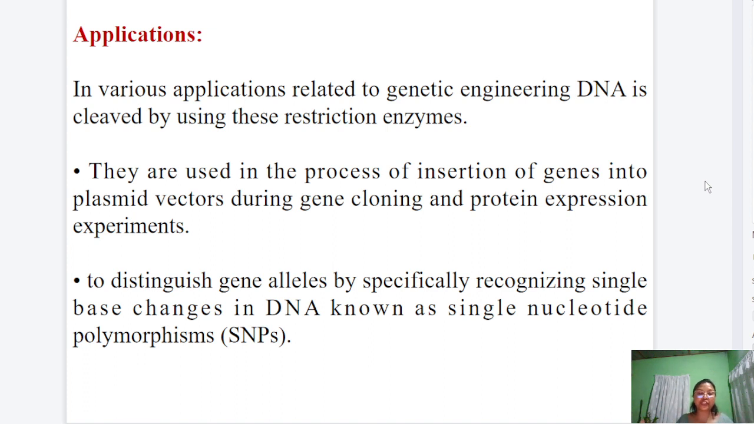So with the help of these restriction enzymes, I'm going to cut both DNAs. For plant A, I'm going to cut open the genome. From plant B, I'm going to cut and take out the gene of interest and insert it into plant A. They are also used to distinguish gene alleles by specifically recognizing single base changes in DNA, known as single nucleotide polymorphisms. So if there is any difference at a specific nucleotide, we can use these restriction endonucleases to identify those SNPs, as we call them.